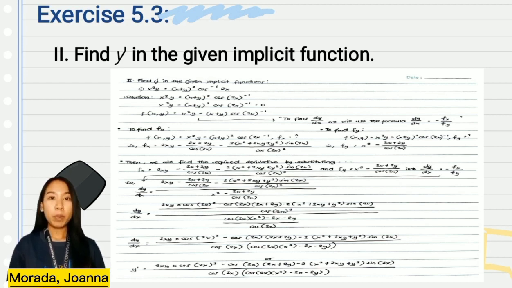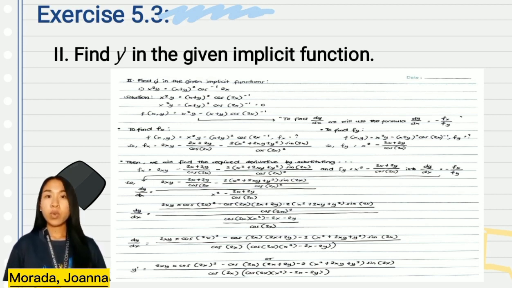So f(x, y) equals x squared times y minus (x plus y) squared times cos(2x) raised to negative 1. So fy is equal to x squared minus 2x plus 2y over cos(2x).